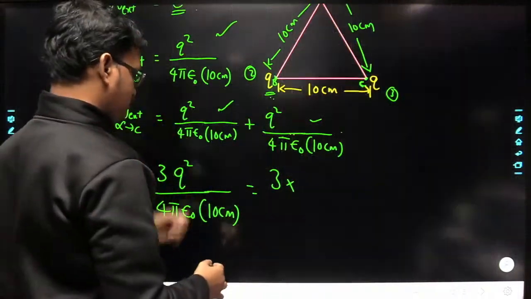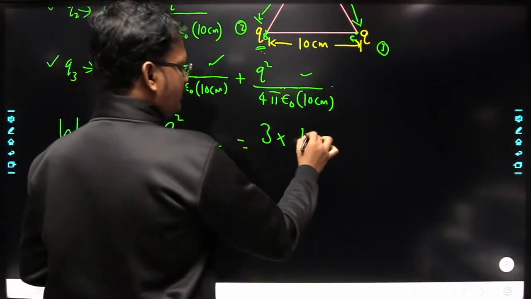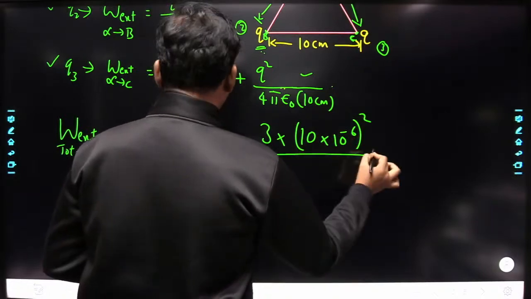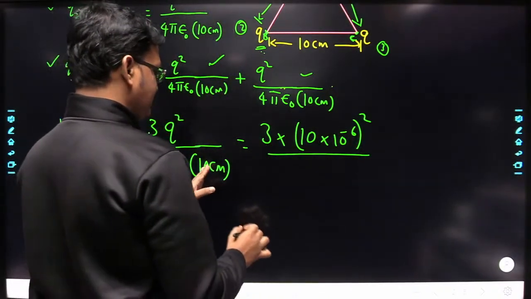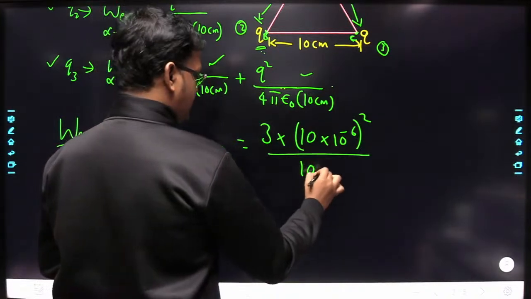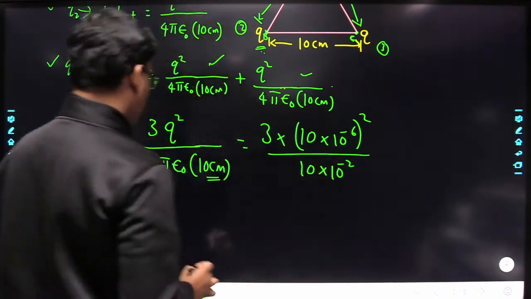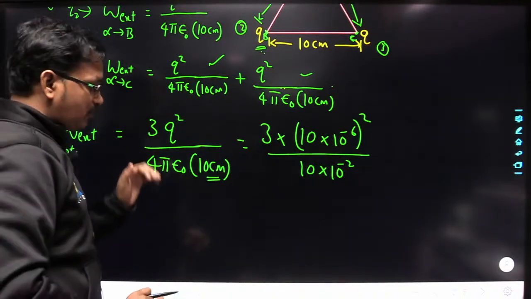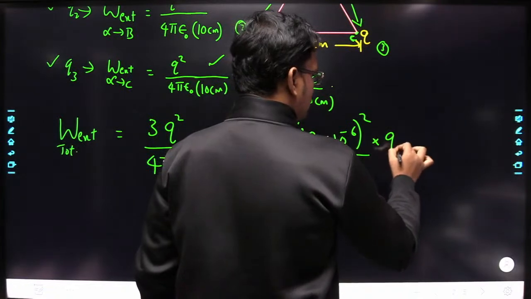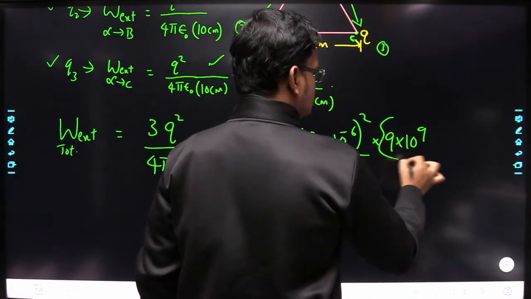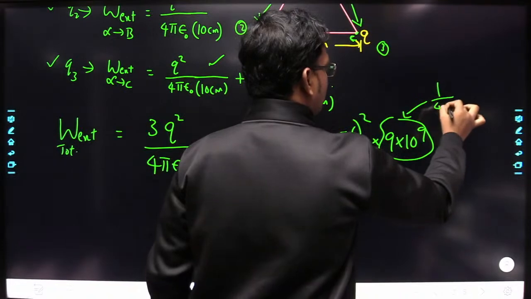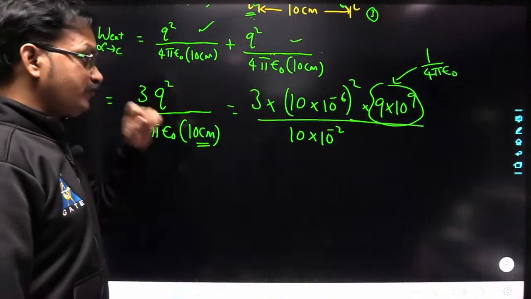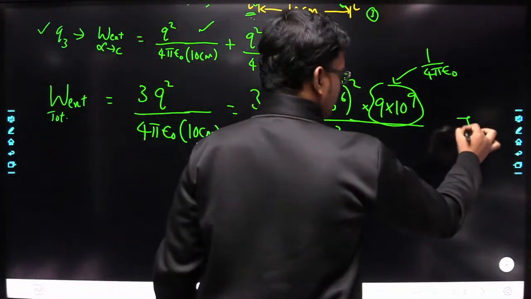So 3 into 10 microcoulomb, that is 10 into 10 power minus 6 whole square, divided by what? Divided by 10 centimeters. 10 centimeters, I can write it as 10 into 10 power minus 2 meters, and 1 by 4 pi epsilon naught value here. We know 1 by 4 pi epsilon naught value. What is the value of 1 by 4 pi epsilon naught? It is nothing but 9 into 10 power 9. Understood? Okay. Now this is the work done here in joules.